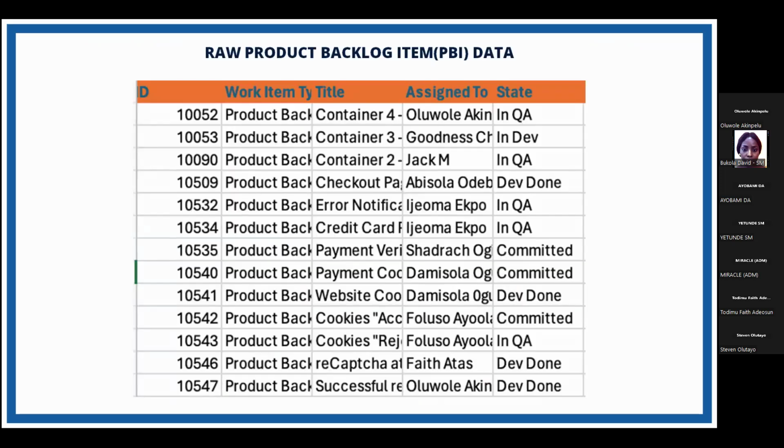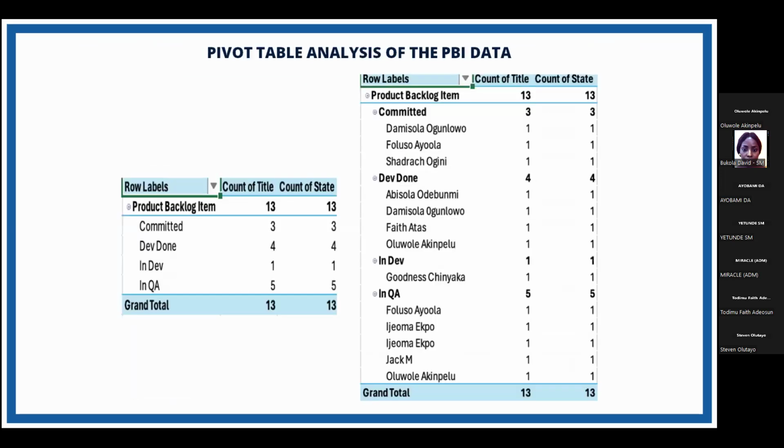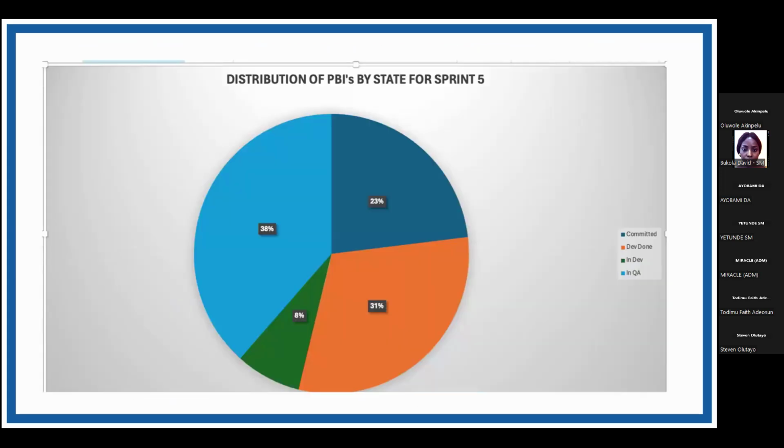So this is the product backlog PBI data. So this is a pivot table analysis of the product backlog item data. And this is a pie chart showing the distribution of PBIs by states for Sprint 5 as the PBI tracker.